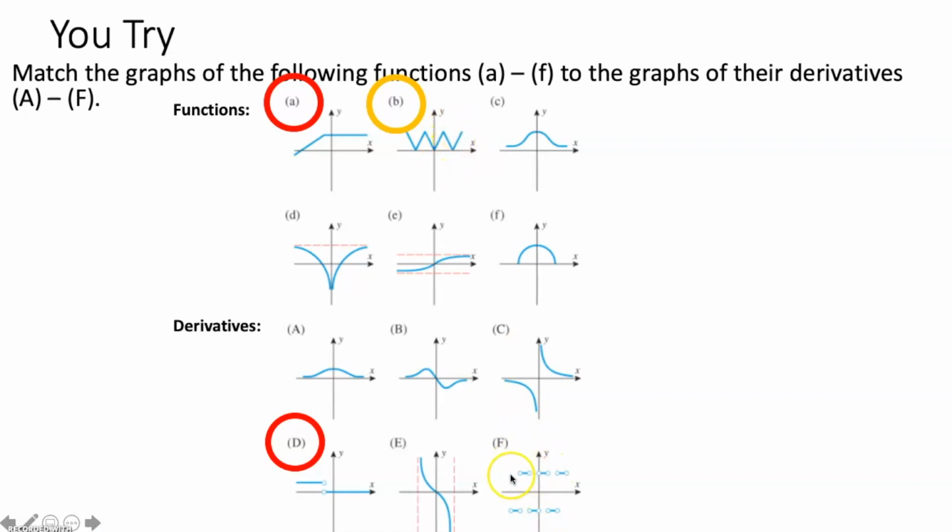So this graph right here, the graph of f, you can see has a constant negative y value, then a constant positive y value, then a constant negative y value, then a constant positive y value, because the slopes of this graph correspond with the y values of this graph.